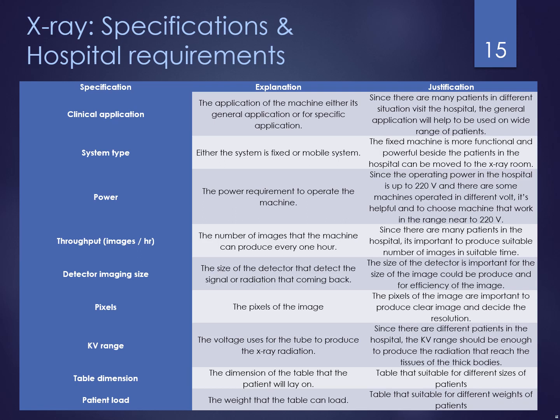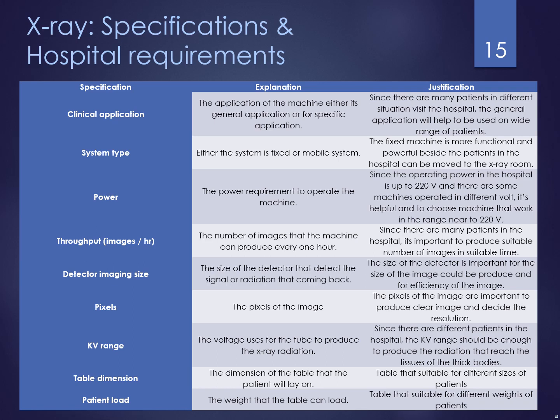And since there are many patients in different situations visiting the hospital, it's better to have a general X-ray application to cover a wide range of patients. System type: either a fixed room or a mobile system. In the case of the hospital, the fixed X-ray machine is more functional and powerful. Besides, the patient can't go for the X-ray and there's no need for the mobile X-ray.